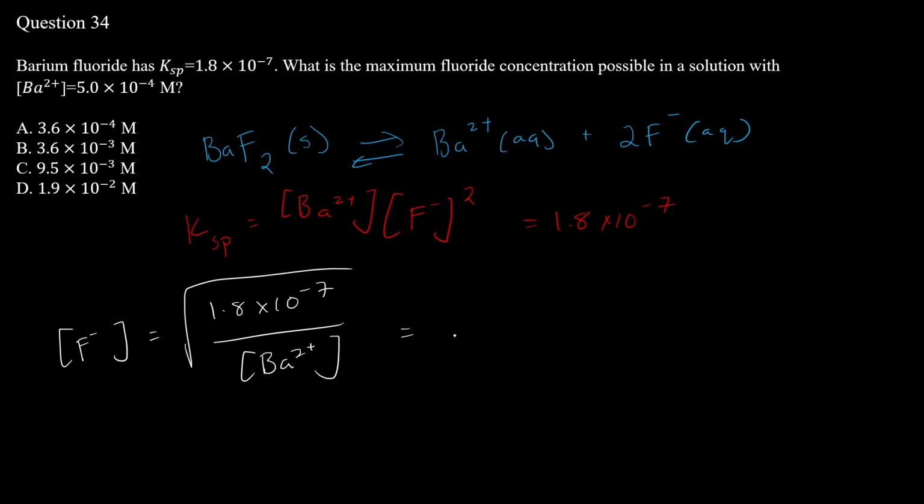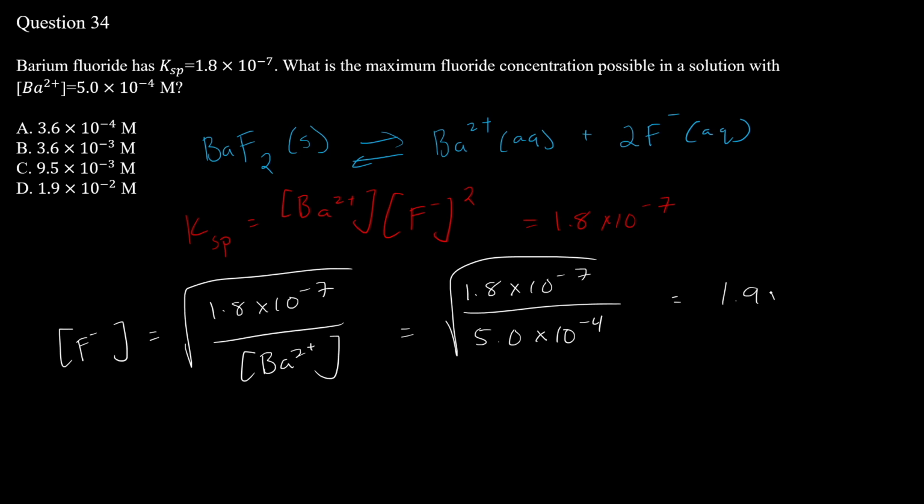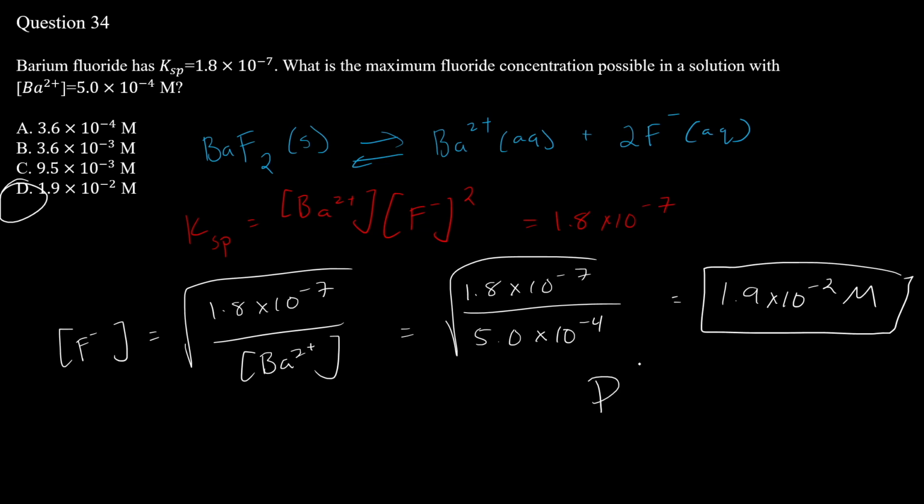And so we know the concentration of our barium. That is going to be 5.0 times 10 to the minus 4. And so if you do out the math here, 1.8 times 10 to the minus 7 divided by 5 times 10 to the minus 4, and we take the square root of all that, your concentration of fluoride comes out to 1.9 times 10 to the minus 2 molar. And that is answer choice D. So the answer for question 34 is answer choice D.